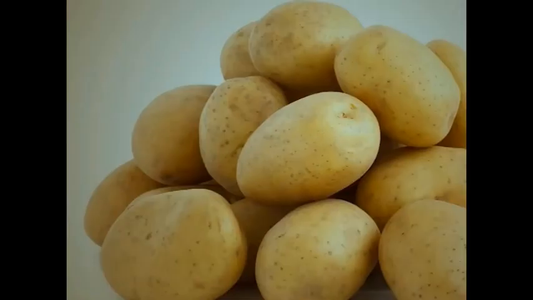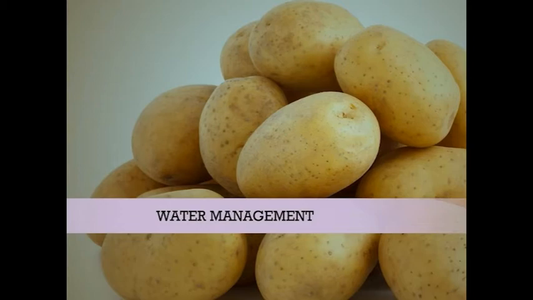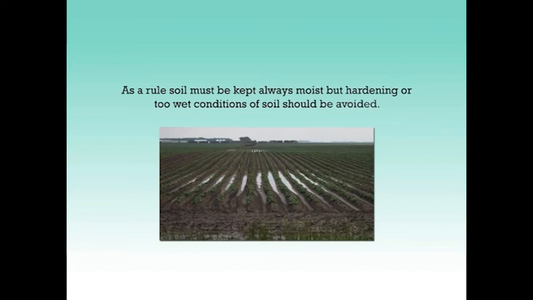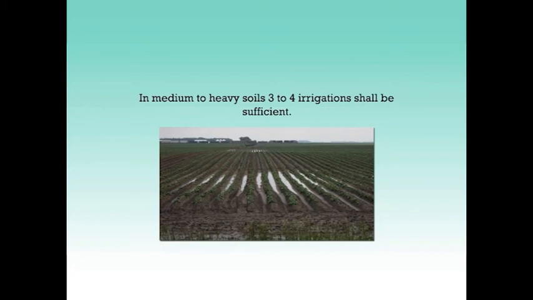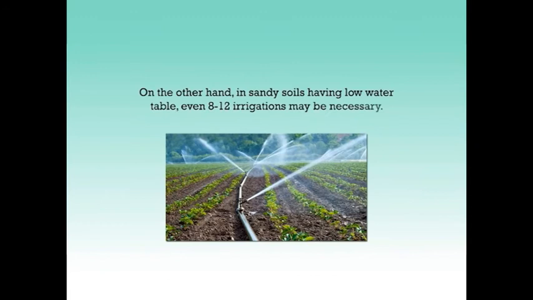Let's see the water management condition of this crop. Potato crop is very much responsive to good water management. In no case, water should reach more than 2/3 height of the ridges. As a rule, soil must be kept always moist, but hardening or too wet conditions of the soil should be avoided. In medium to heavy soils, 3 to 4 irrigations shall be sufficient. On the other hand, in sandy soils, having low water table, even 8 to 12 irrigations may be necessary.